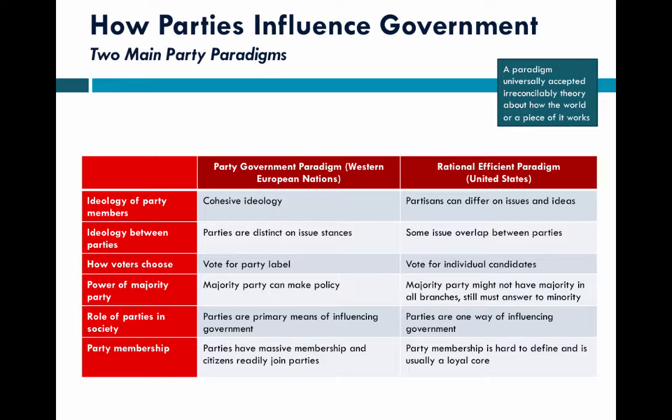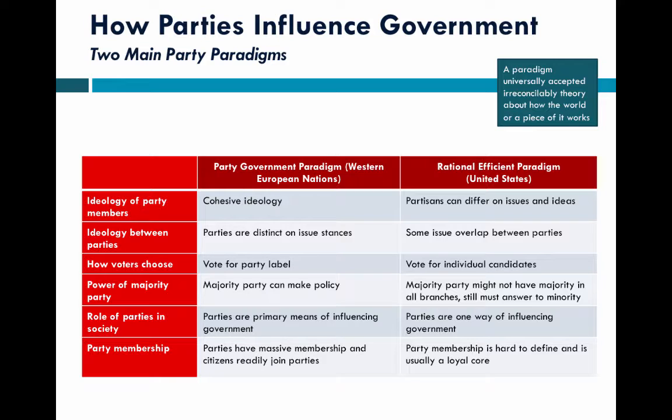In terms of ideology of party members, parties in the party government paradigm are very cohesive in terms of ideology. But partisans may differ on issues and ideas in the rational, efficient paradigm. In the rational, efficient paradigm, the reason why there is this difference is that parties are a collection of people that have similar but not the same views, and so there's a broad spectrum of acceptable behavior within each party.